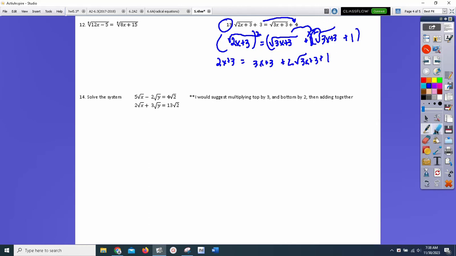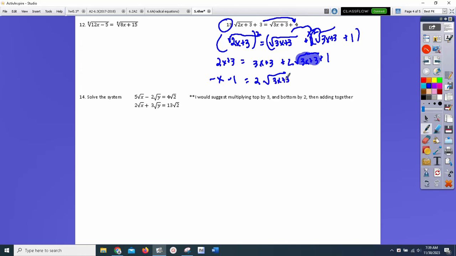And now we get to play the isolation game again. This needs to be isolated. That root does. So we'll move everything left. 2x minus 3x is negative x. 3 minus 3 is nothing. Nothing minus 1 is minus 1. And that's equal to 2 roots 3x plus 3.